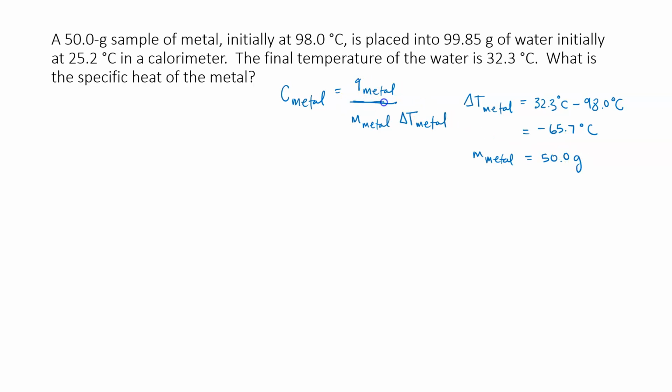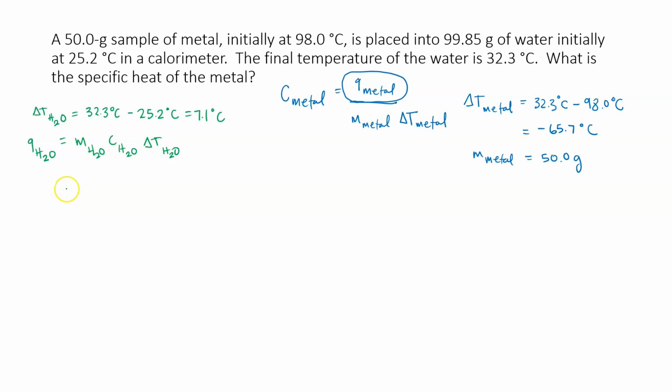So we need to figure out the Q of the metal. This is the value that we are looking for in order to complete this equation. Well, the Q of the metal is going to be the negative Q of the water. So we want to find Q of the water, and that's going to be equal to the mass of the water times the specific heat capacity of the water times the delta T of the water. And so the delta T of the water is going to be the final temperature, 32.3, minus the initial temperature, 25.2. And that is equal to 7.1 degrees C.